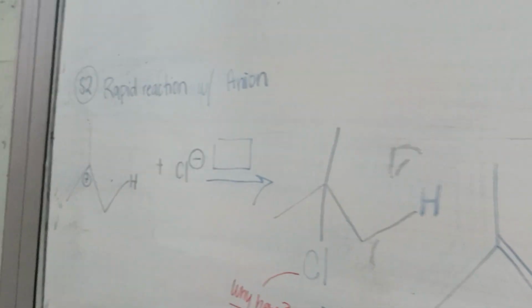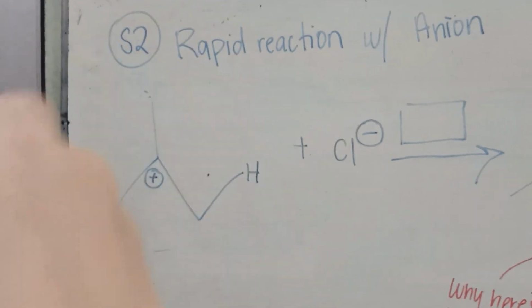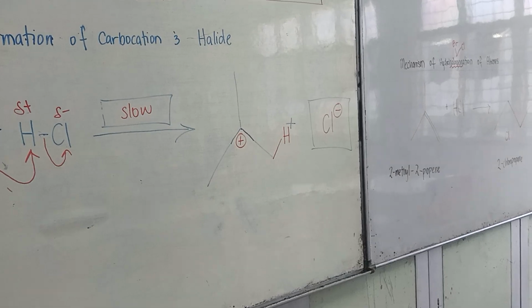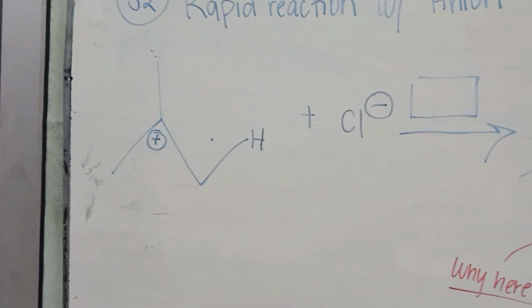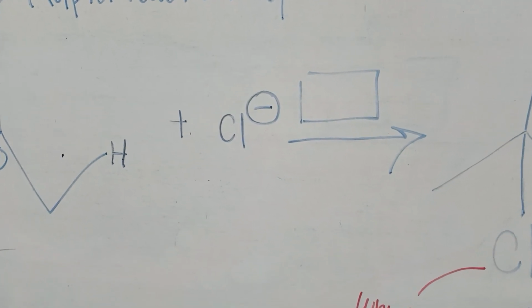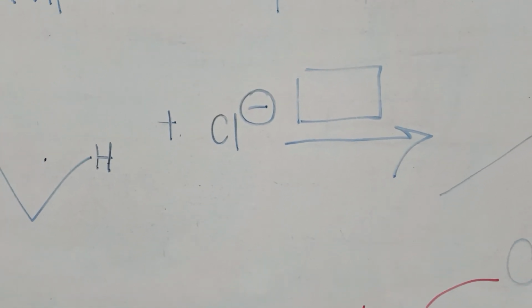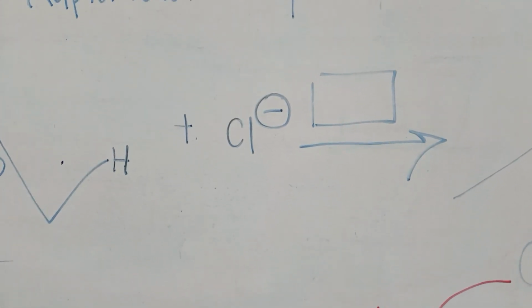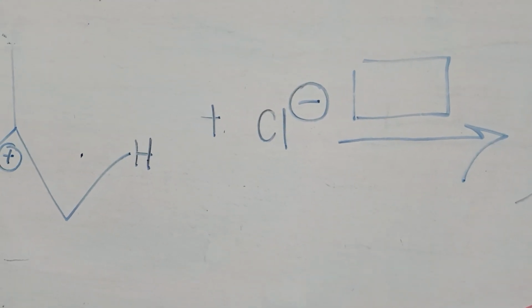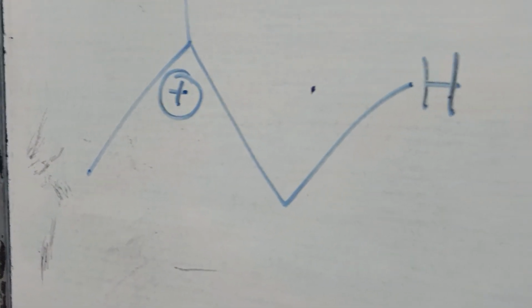We move on to the second step, which is the rapid reaction with anion. So just copy back the product from the first reaction. Very easy, very simple. So this Cl minus ion will become the new nucleophile. It also wants to donate money. It also wants to donate electron to anyone near it. So it is readily available to attack this new carbocation here.